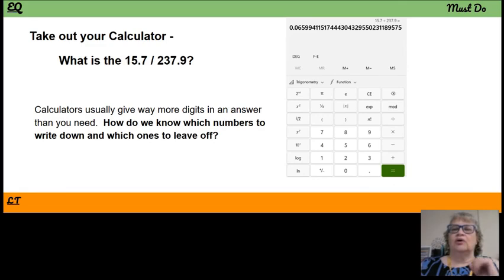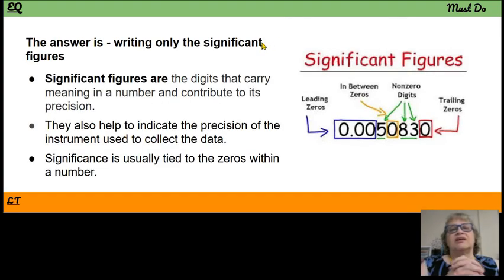Okay, so I did that. It's up here on my screen. And you'll notice that the calculator always gives you way more numbers than you need. How do we know which numbers to write down? I don't know about you, but I don't want to write down 25 or 30 numbers there, right? So the answer is writing only the significant figures.